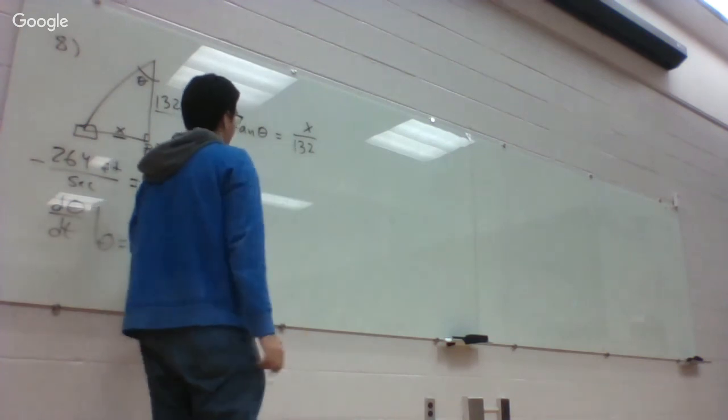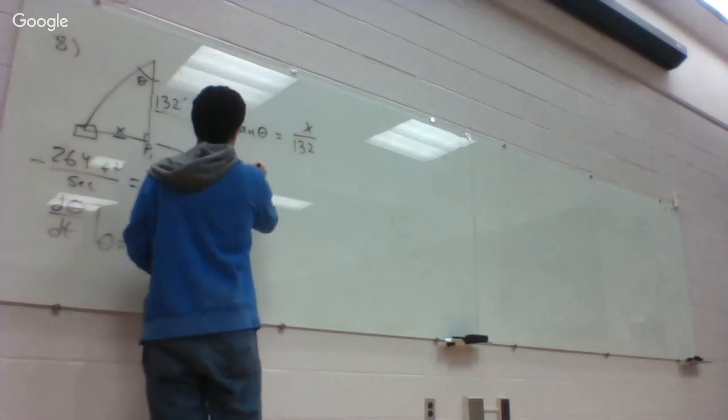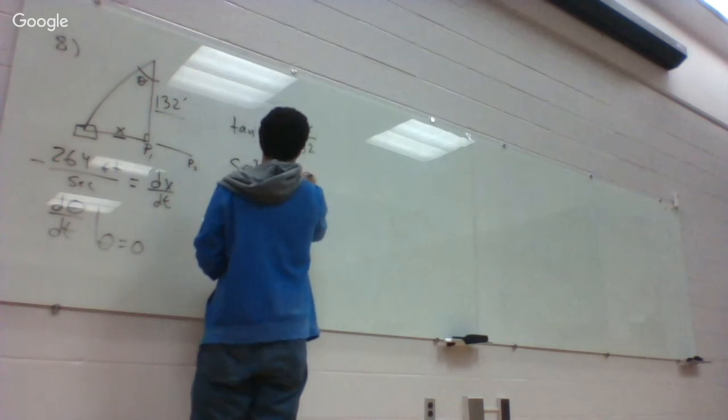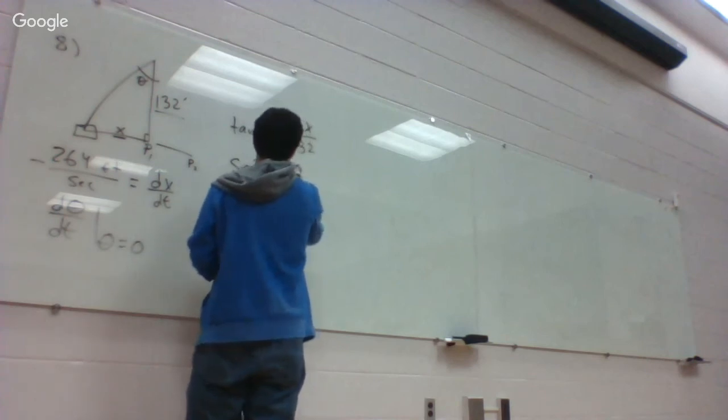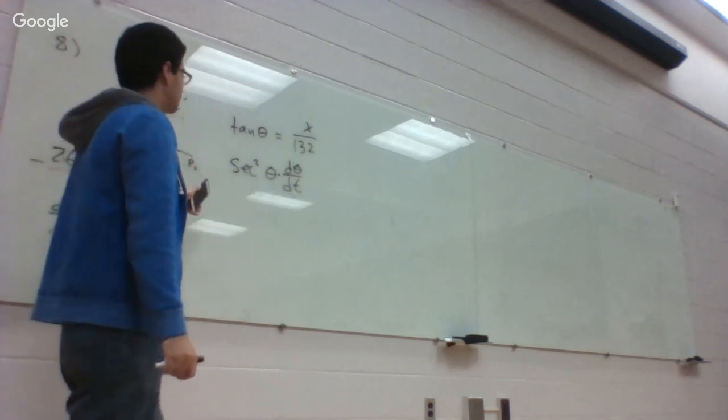So what would the derivative of that be? Secant squared. Again, d theta dt is needed because we're taking the derivative with respect to time.